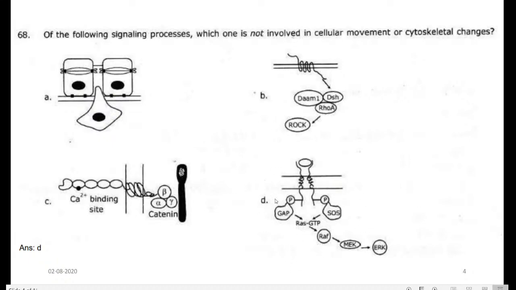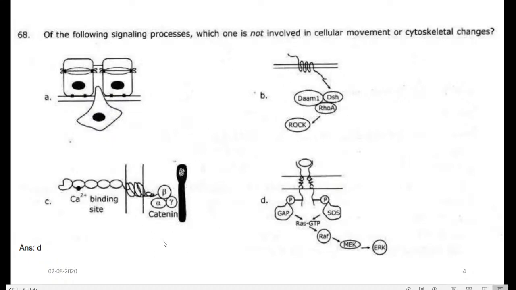This is the wrong answer. This is not involved in the movement and cytoskeletal protein. So if you are facing this kind of question, we want to understand the concepts. Remember the concepts. Okay, this is one concept. Here the cell is trying to move out. Here RHOA is another important protein in cell migration and cell adhesion.